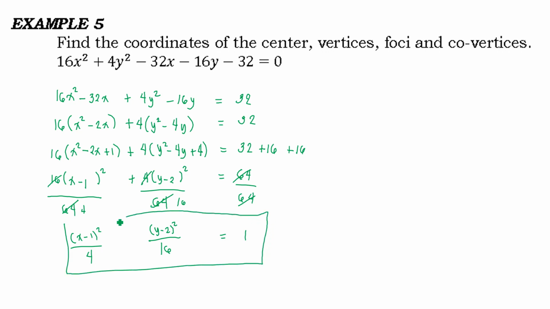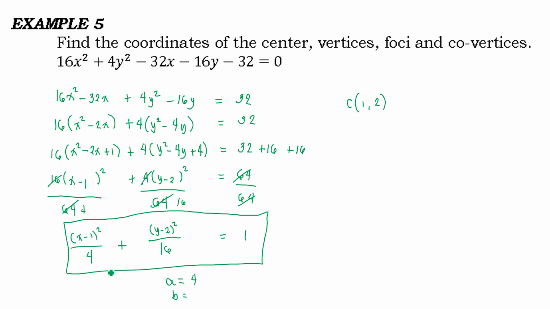Okay. Now, to identify the center, we get the center from here. So, the center would be 1, 2. Now, as we can see here, the major axis would be vertical, because 16, by the way, this is plus, I forgot to write the plus sign. Okay, 16 is the denominator of y. Therefore, our a would be 4, the square root of 16. And then our b is the principal root of 4, which is 2.